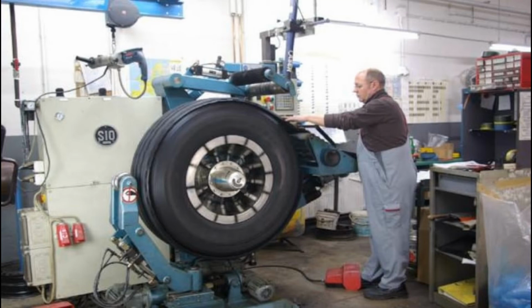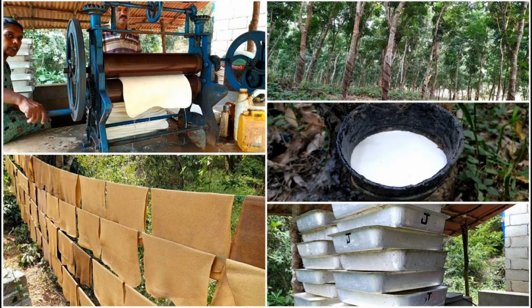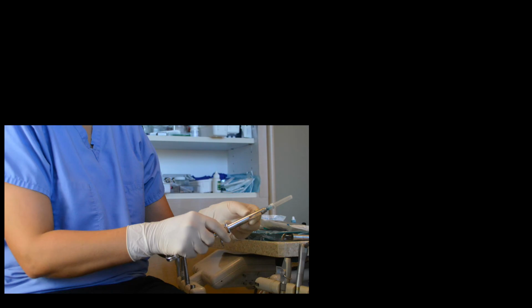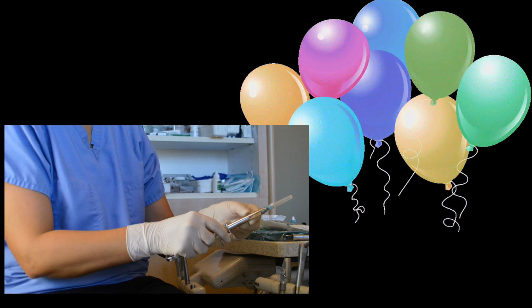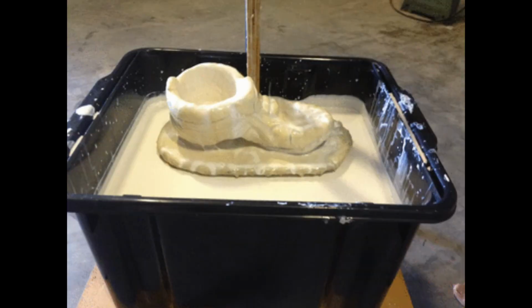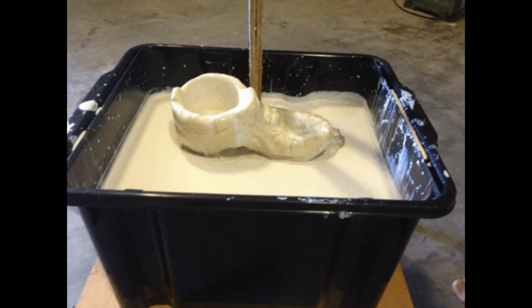Rubber products are formed from exactly the same methods used in processing plastics such as extrusion, calendering, etc. However, other products like toys, rubber gloves, and balloons can be formed by a process known as dipping. Dipping is a process of making rubber products from the liquid latex. The mold is dipped into the tanks of the latex.